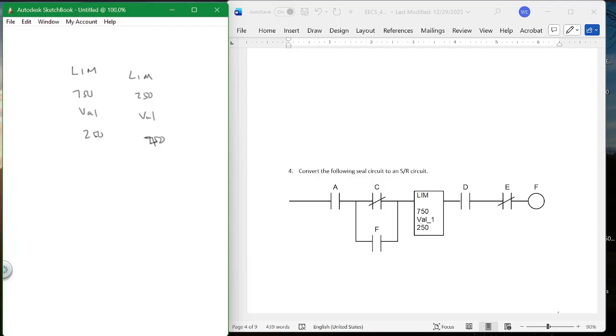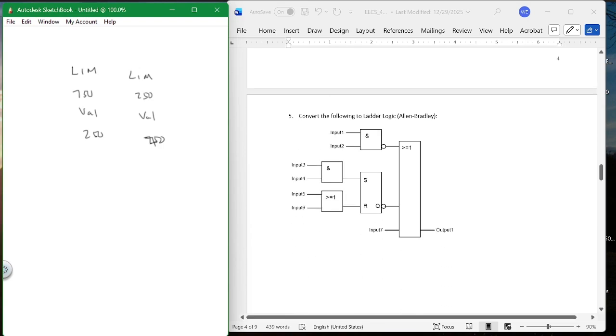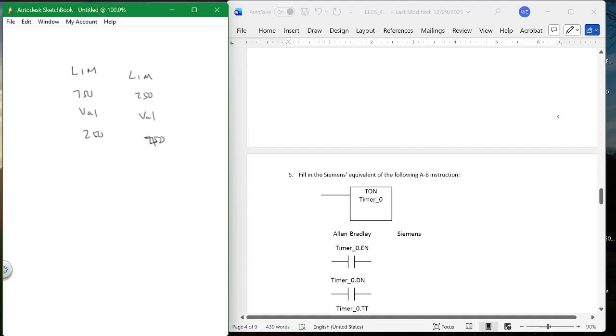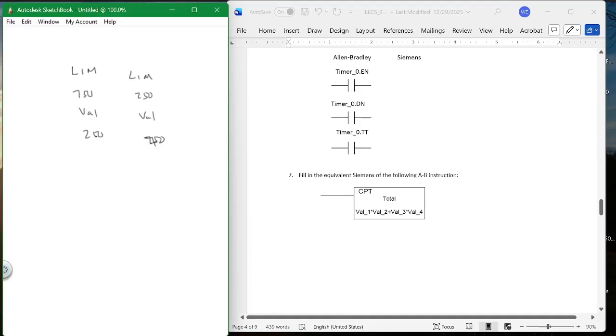The negative of this is this. And here I'm asking for a convert. This is FBD, function block diagram. Convert that to ladder. You should be able to do that. You've done it before. Here's the famous TON problem. Here's one with an Allen Bradley, and the Siemens equivalent of Allen Bradley.